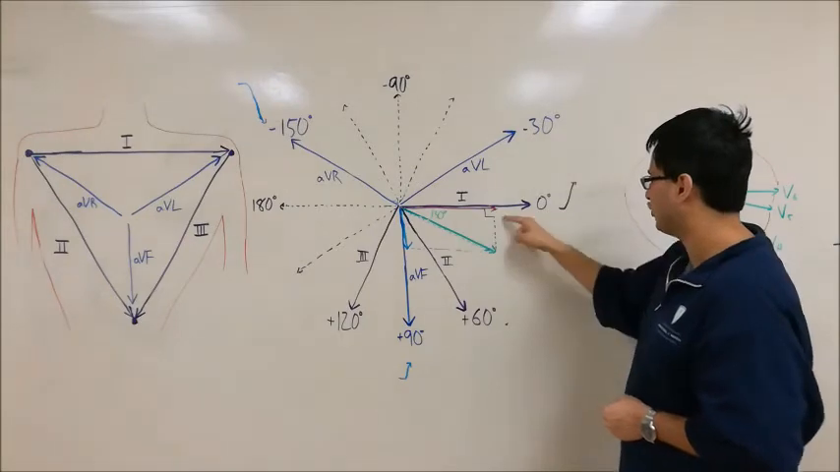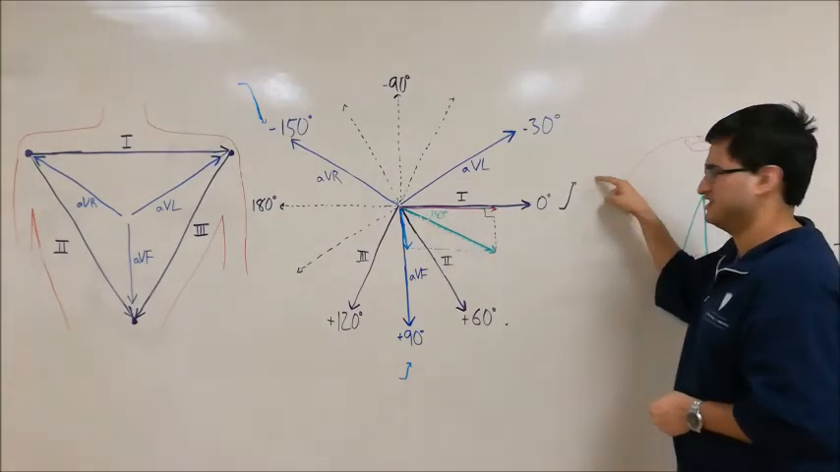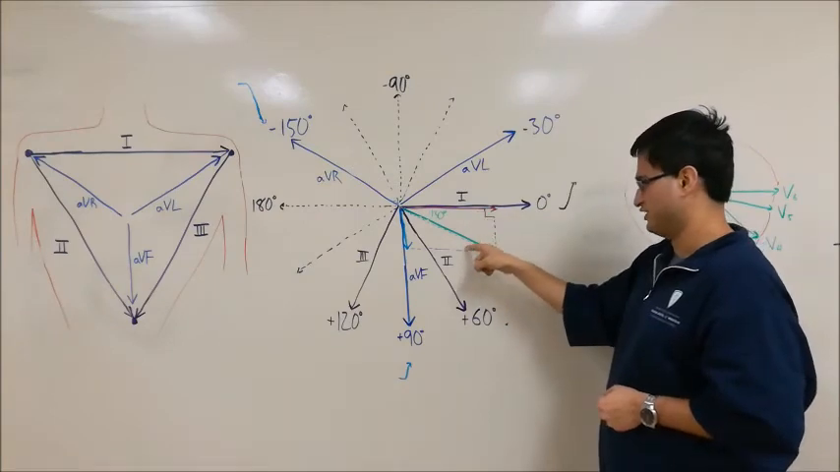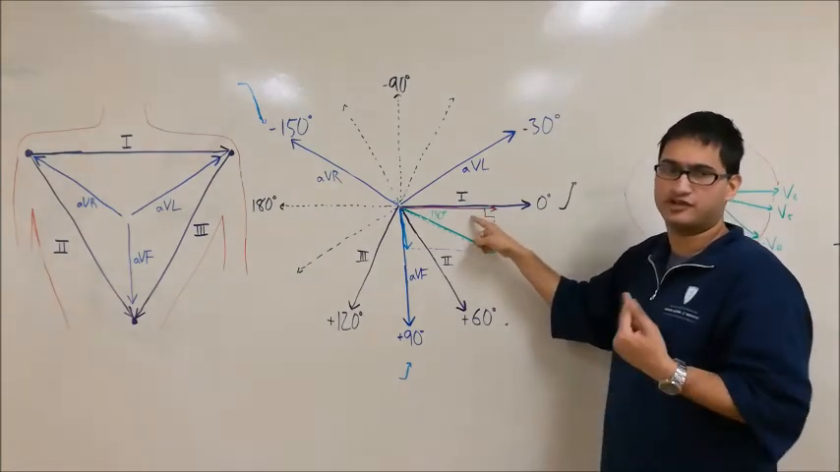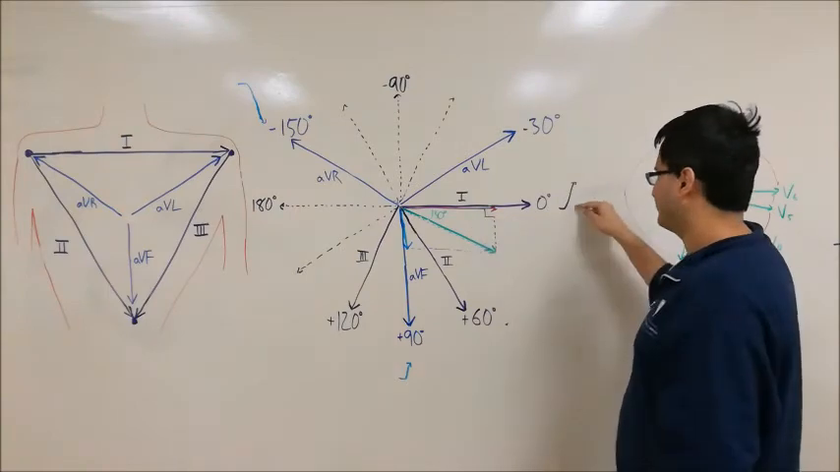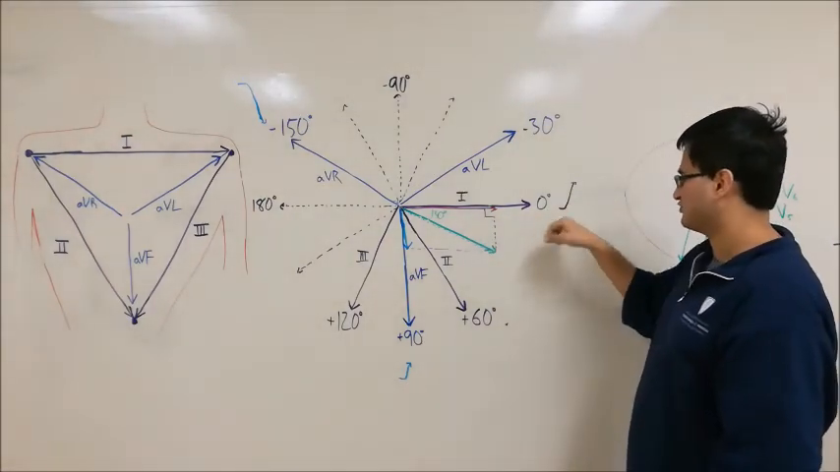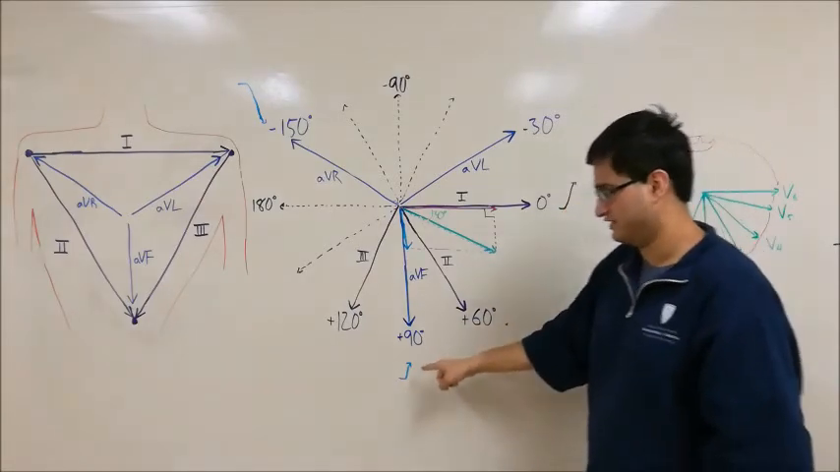Now lead 1 is going to record this component vector and write this on the EKG. And notice how this is shorter than the green vector here because it's only the component in the horizontal direction. Because of that, this isn't as high as it could be, but it's still going to be positive. Now let's compare lead 1's recording with lead AVF's recording down here.